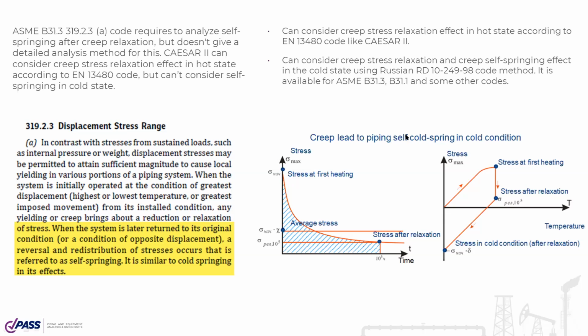This cold spring is caused by creep effect, and the ASME B31.3 code requires taking this effect into account. But as I know, a lot of international companies don't model it, but StarProf software allows you to do this, and also you can receive the stresses in the cold condition after relaxation, and the restrained loads in the cold condition. And usually the restrained loads and stresses in cold condition of high temperature piping are much greater than the stresses and support loads in hot condition.